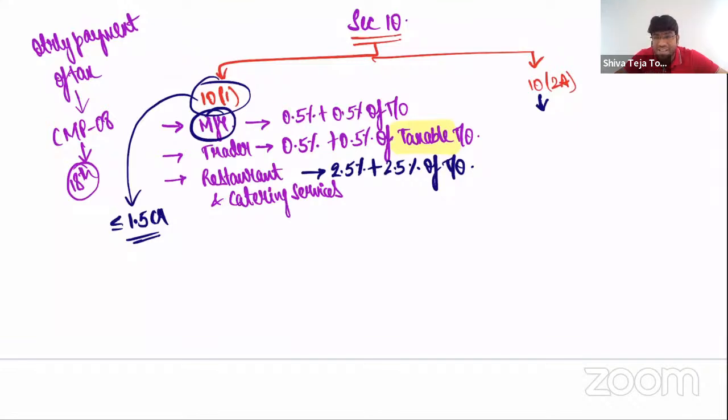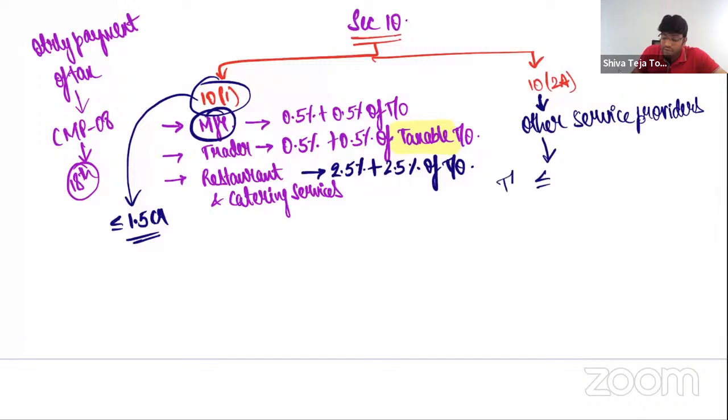Are we getting clarity, friends? Other side, there is section 10(2)(a), which is applicable to other service providers. For example, chartered accountants, interior designers, cost accountants, any kind of other service provider. But this will apply only if turnover during the preceding financial year does not exceed 50 lakhs.